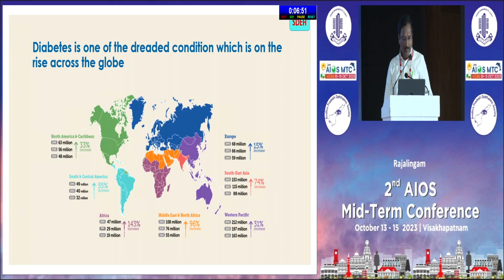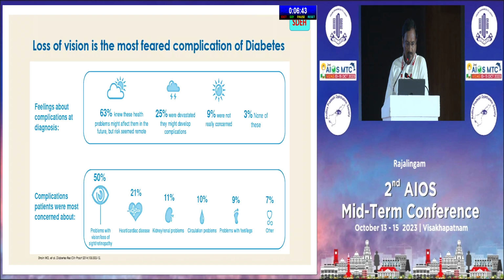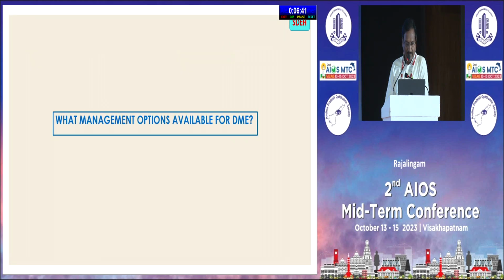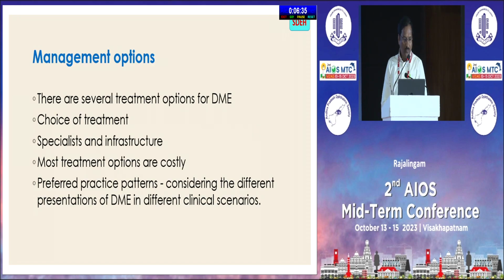Because there is a lot of overlap in the topics, I will avoid that and highlight the things which they have not covered. These are the management options available for DME. There are several treatment options for DME management, and the choice of treatment depends on the availability of the retina specialist and infrastructure to deliver the treatment.